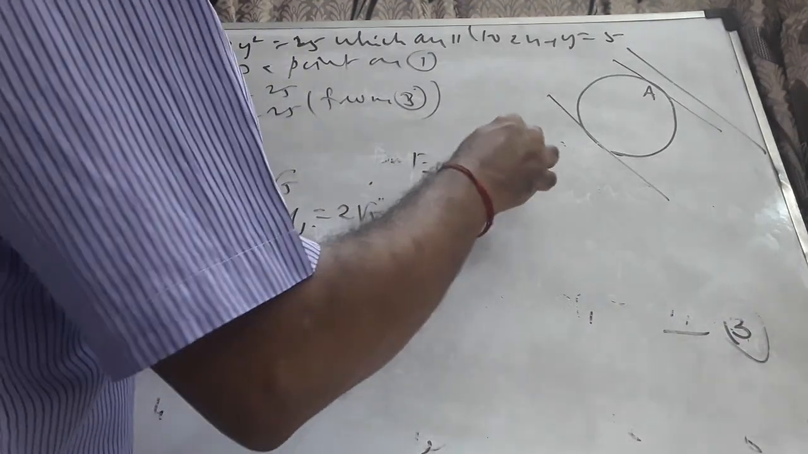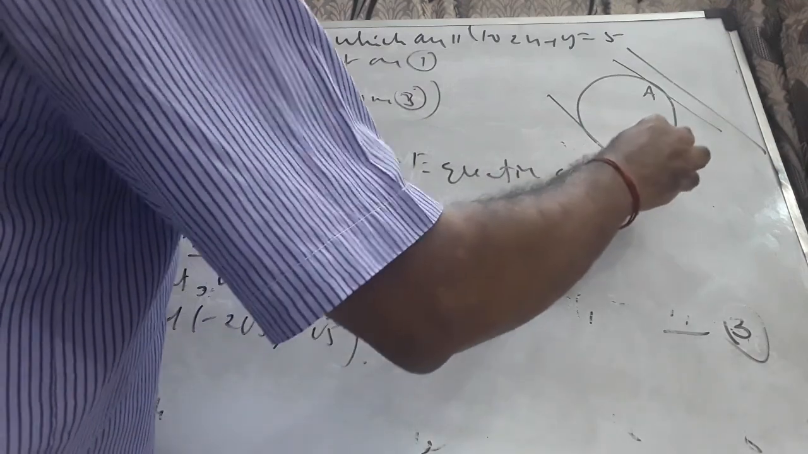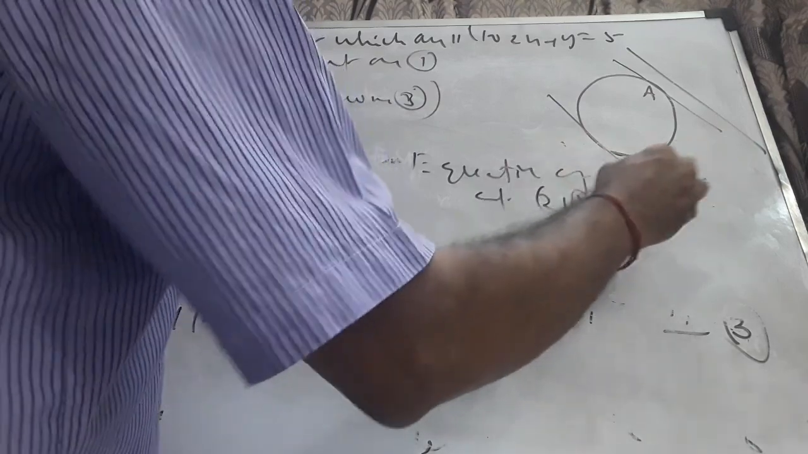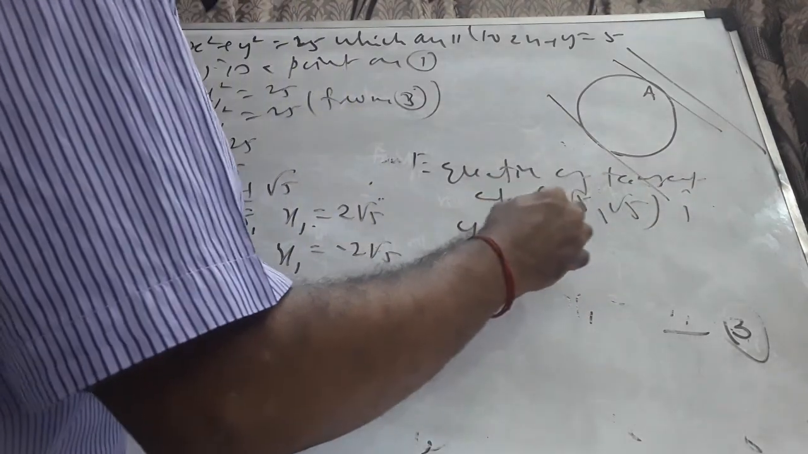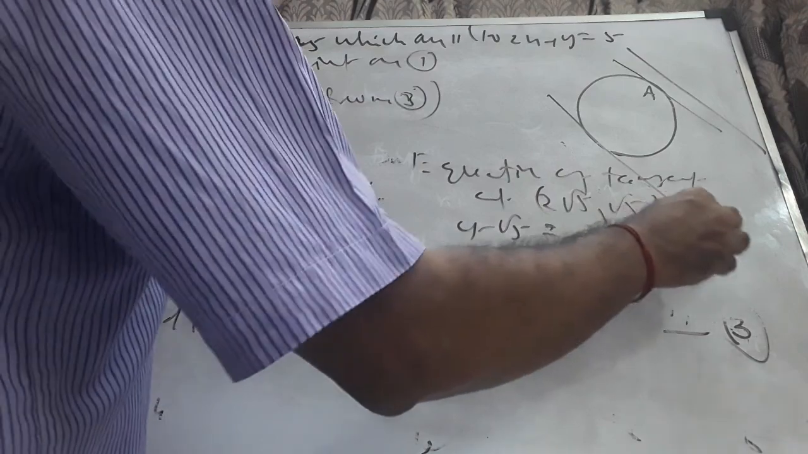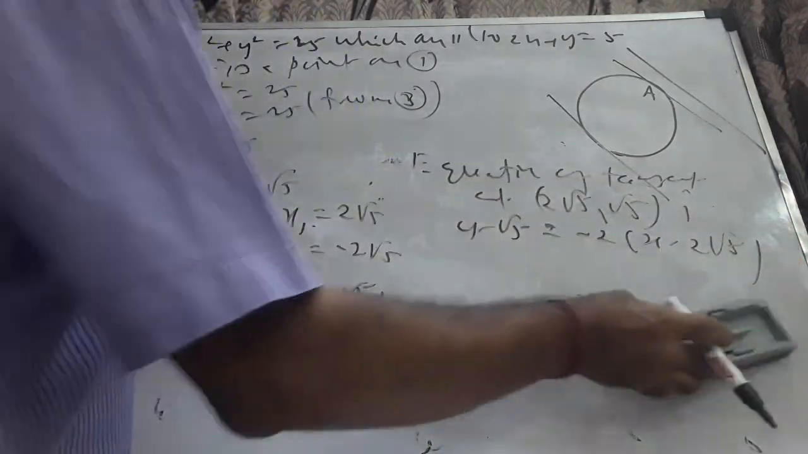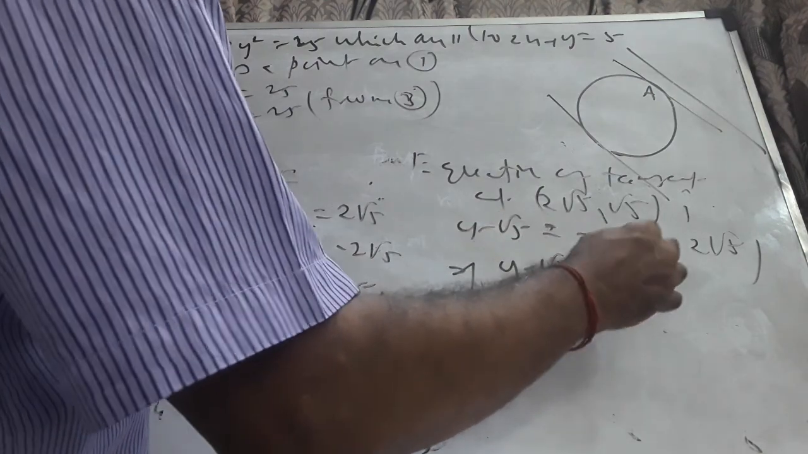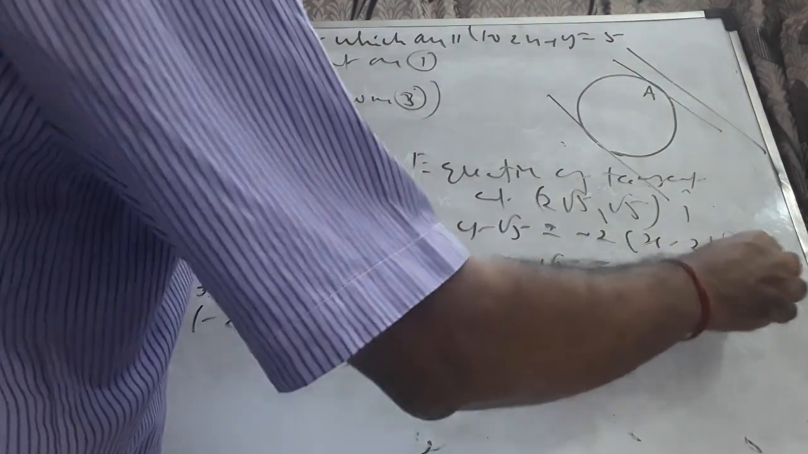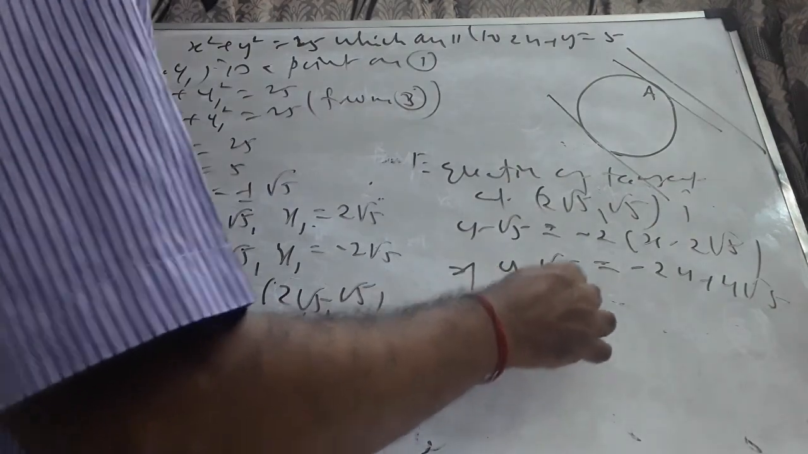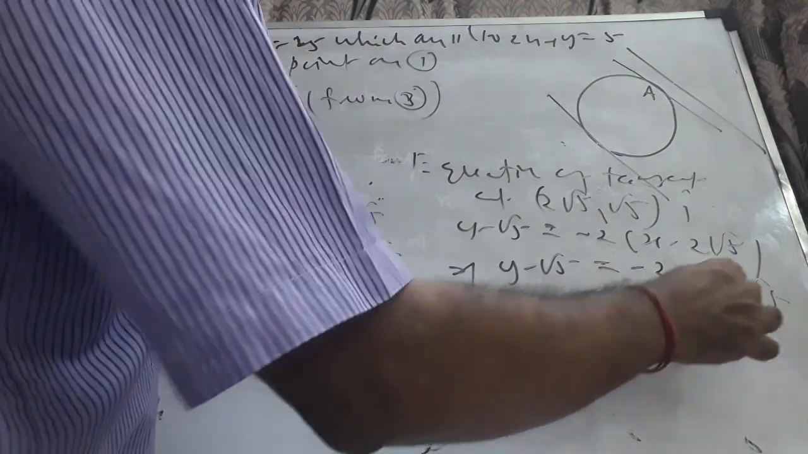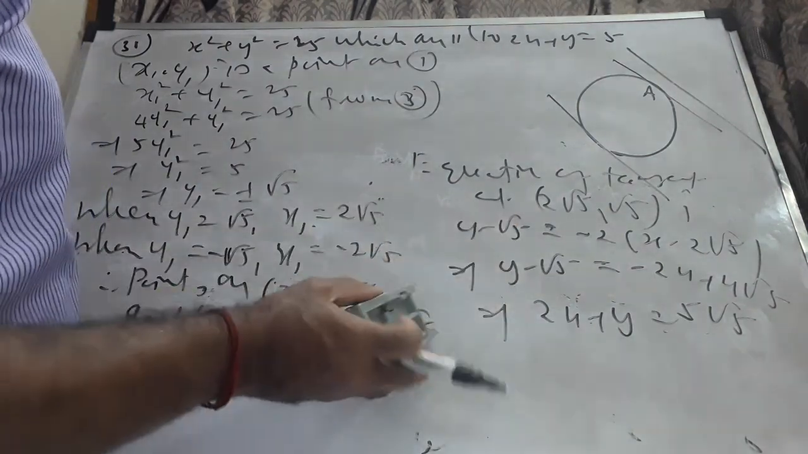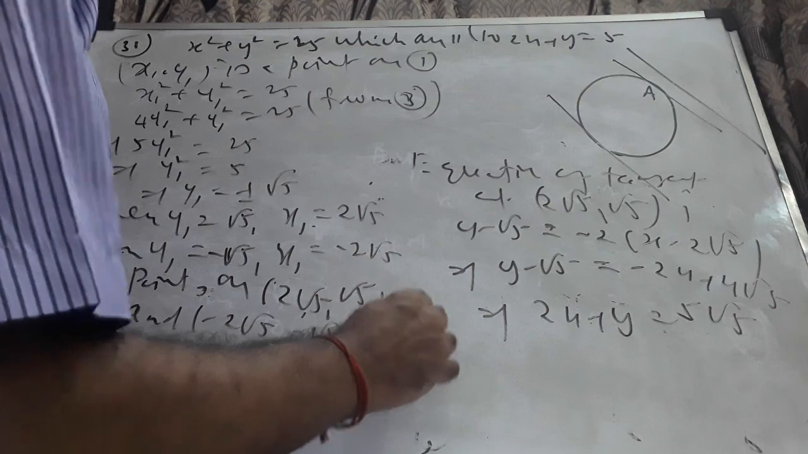Therefore, the equation of tangent at 2 root 5 comma root 5 is, how do you write? y minus root 5 is equal to minus 2 into x minus 2 root 5. Which will give you y minus root 5 is equal to minus 2x plus 4 root 5, which implies 2x plus y is equal to 5 root 5.